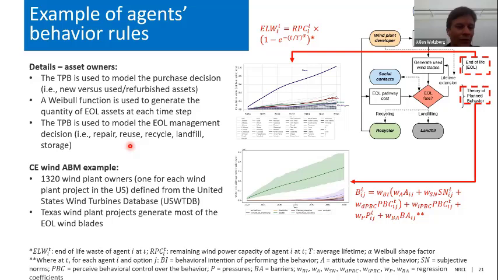So we can also model this decision with the CEABM. And same as for the CELAVI framework, we're using a Reboot function to generate the quantity of end-of-life assets at each time step. And we can actually represent all the different wind plant projects in the United States. So we use the United States wind turbine database to do so. We're able to get characteristics for the different wind plant projects. So for instance, the size of the blades, the wind power capacity for the different wind turbines in the project, and things like that.